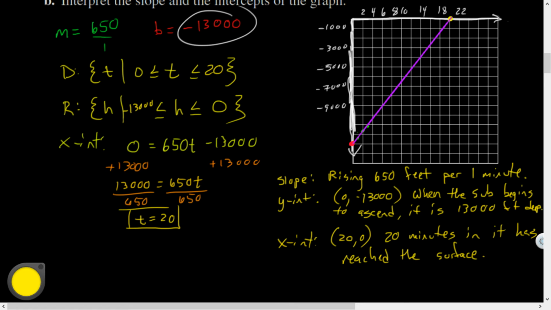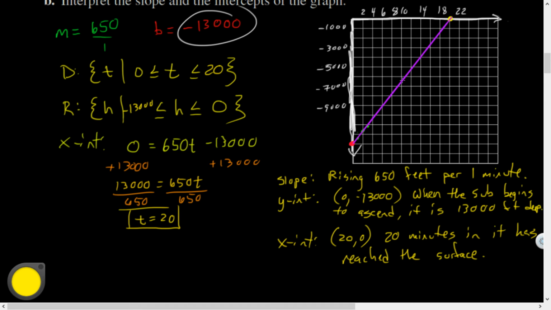All right, so not only being able to write equations, but also being able to interpret them from the graph and take these coordinates, take the slope, take the y-intercept. What does that mean in terms of the problem?